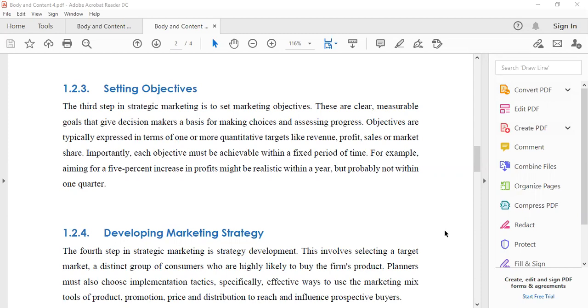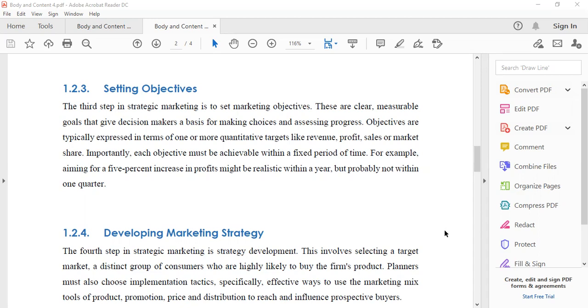So, in setting objectives, organizations must take into consideration these criteria: specific, measurable, attainable, relevant, and time-bound. That way, we can measure output against expected results.